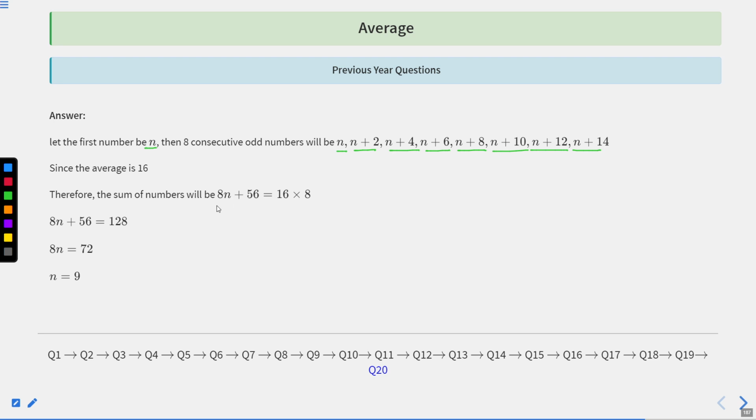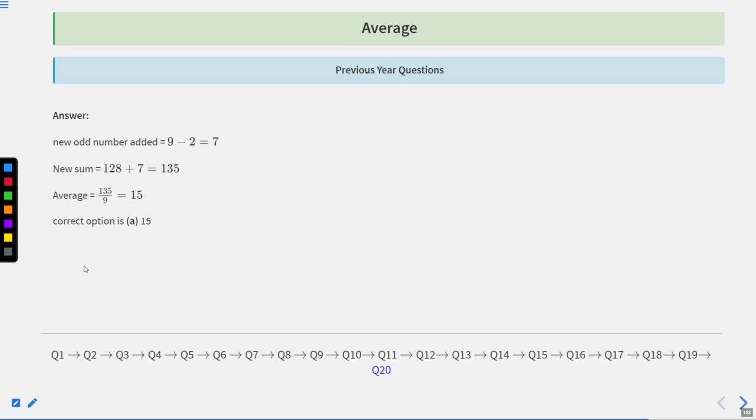So since their average is given to be 16, therefore the sum of the numbers will be 8n plus 56. So this is the sum of all these numbers. Okay, and 16 into 8 comes from this, because 16 is the average and times the 8 will give you the sum of all the numbers. So 8n plus 56 equal to 128. So n is going to be 9.